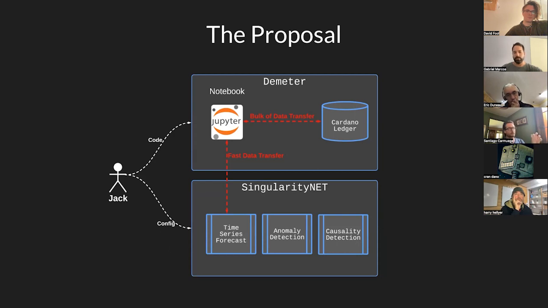And at the same time, that Jupyter Notebook is able to hit all of the services in SingularityNET. And since it's hosted in the cloud, the connection cloud to cloud will also be more effective than having to do a round trip to Jack's laptop and back again.